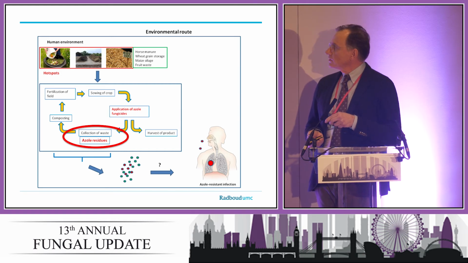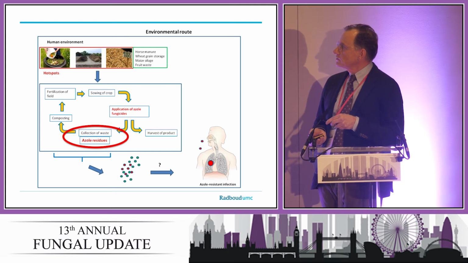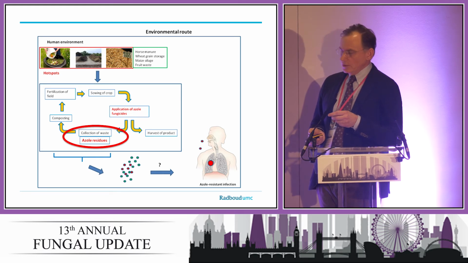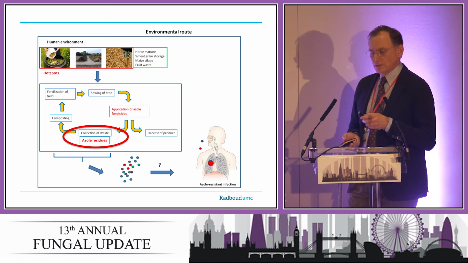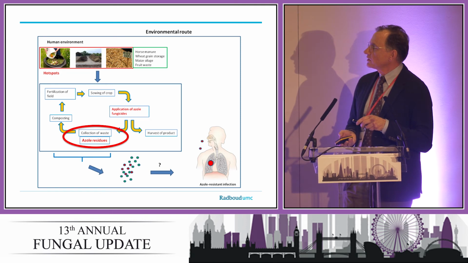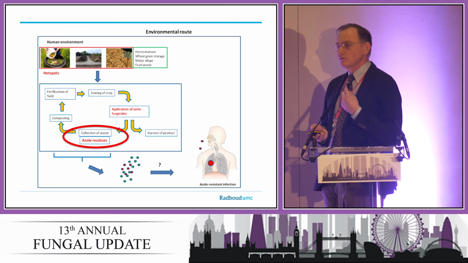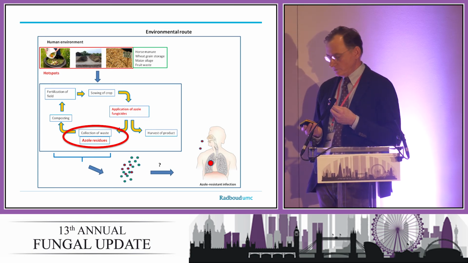So if you look at the application of azole fungicides, usually the land is sowed for crops. You apply your fungicides, then you harvest your product. Then there is waste from the land, and this contains azole residues that then undergoes composting, and then it's used to fertilize the soil. So composting itself, the active composting, actually gets rid of your fungi. And that's why farmers are able to use it again to fertilize their land, because the temperature is too high for molds, including Aspergillus, to survive.